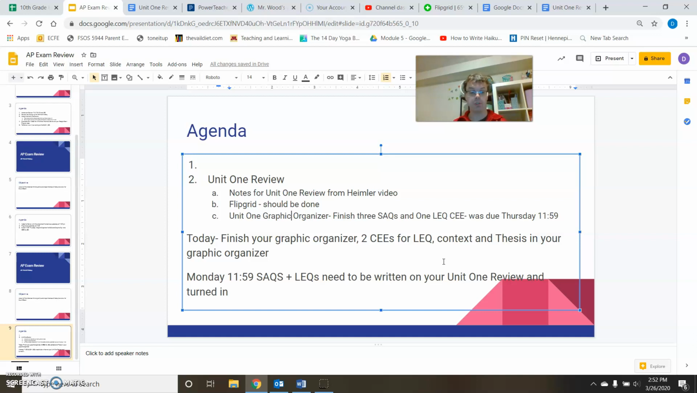All right, so homework over the weekend. Here is basically what is going to be due. What you need to have done by Sunday night is you need to have your entire graphic organizer done, everything caught up for Unit 1 review. Monday at 11:59, you will turn in Unit 1 review to turnitin.com.